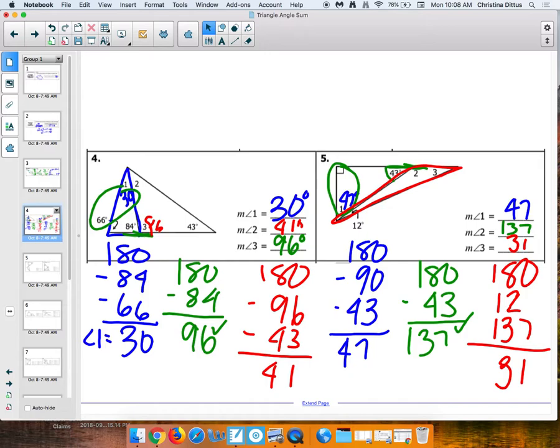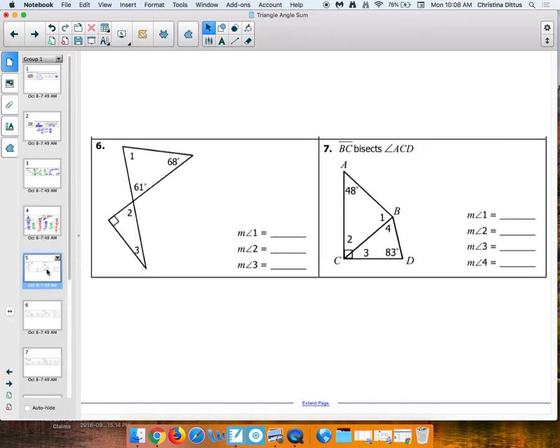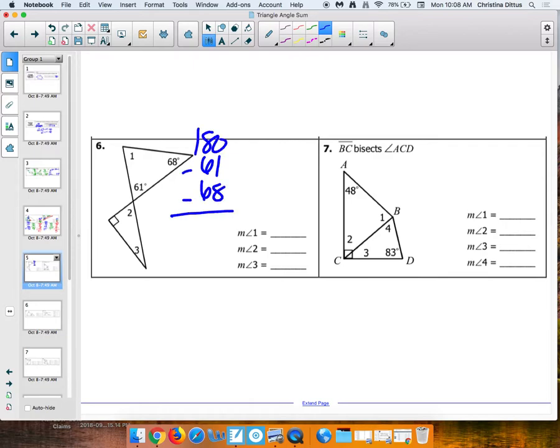Questions? Okay. They get a little more complicated, but if you remember the stuff we've learned in previous chapters, they're not too bad. Which angle do you want to find first, number 6? Angle 1. How can I find 1? Add 61 and 68, and take 180 minus your two angles that are already in there. When you add them up, you get 129, right? So 180 minus 129 is 51.